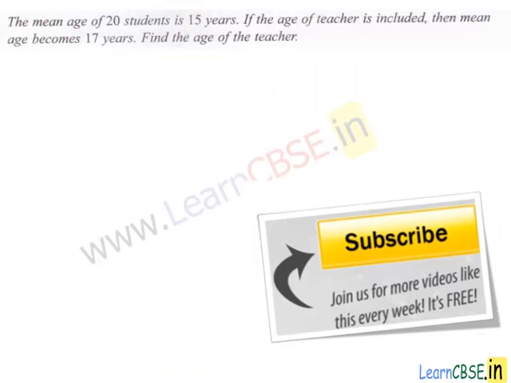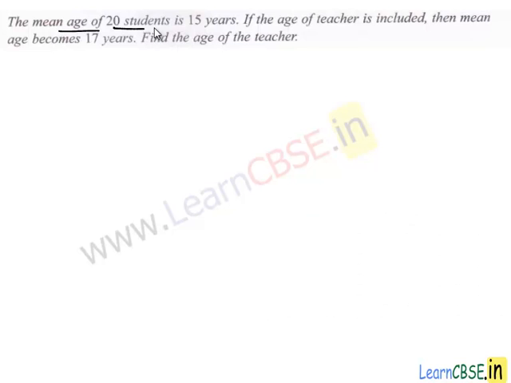Let's move to the next question. In this question, the mean age of 20 students is 15 years. If the age of the teacher is included, then the mean age becomes 17 years. We have to find out the age of the teacher. Let's work out the problem.